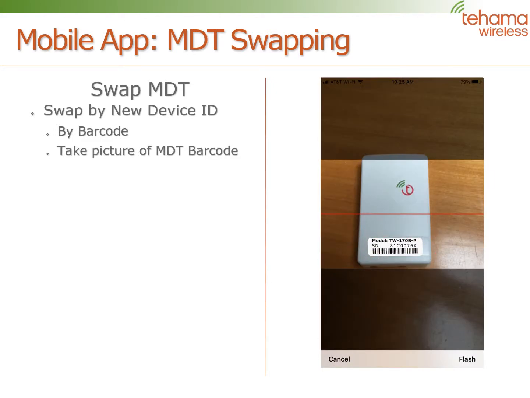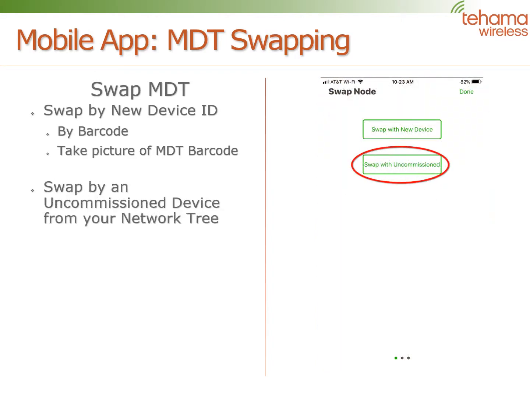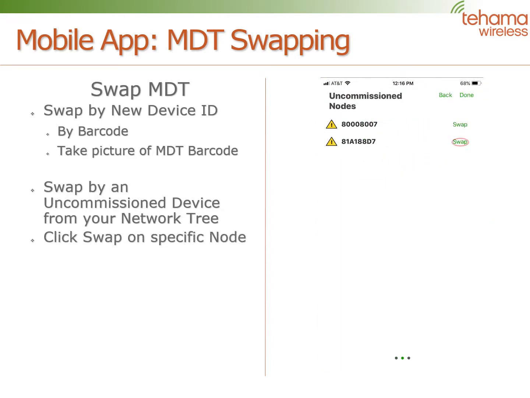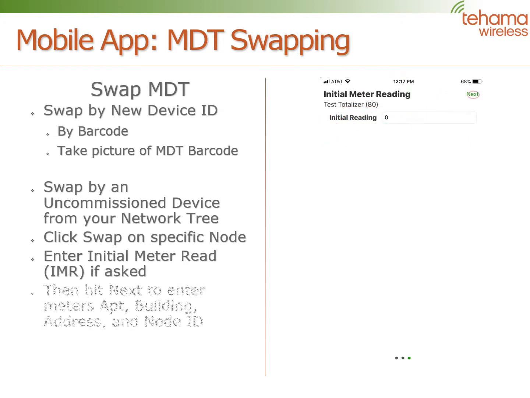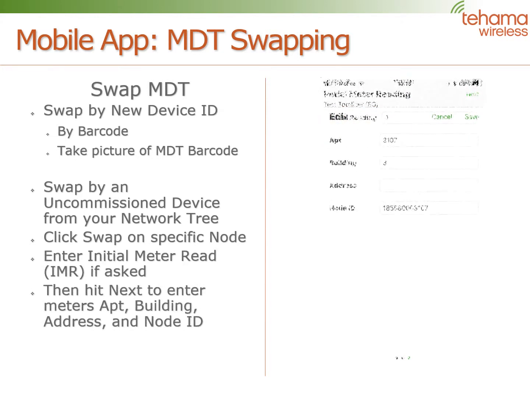To swap an uncommissioned device from your network tree, click on Swap on that specific node and enter the initial meter read if asked. Then hit Next to enter the apartment, building, address, and node ID. Don't forget to tap the Save button.